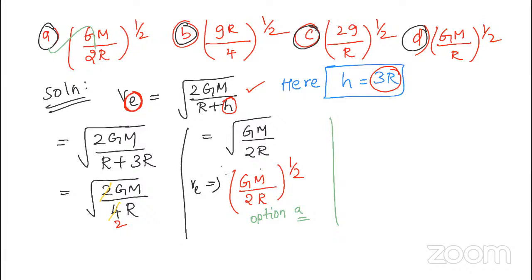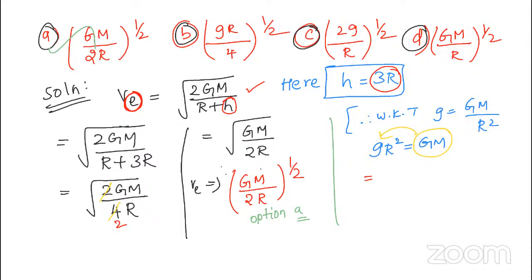Okay. Now, what is the value of GM? We know that g is equal to GM divided by R square. From this we write gR square is equal to GM. Now substitute this value here. Instead of GM, what do we substitute? We substitute g into R square. So what will the VE value change to? It is gR square divided by 2R, the whole power half.